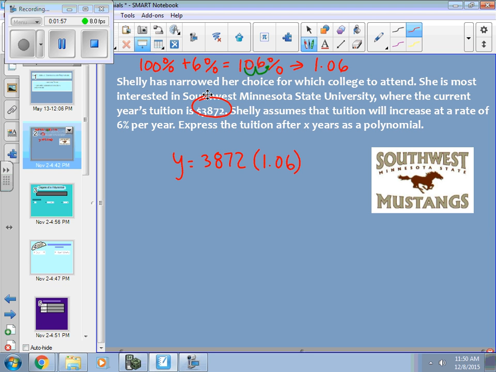So we're going to repeatedly multiply 1.06 times itself. This would then be each year, or X would be the number of years. So this would be a polynomial that would solve it out. We're going to be looking at polynomials and how you can find out different things about them.